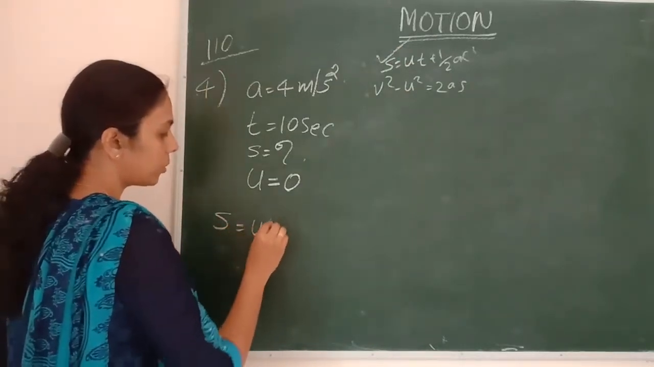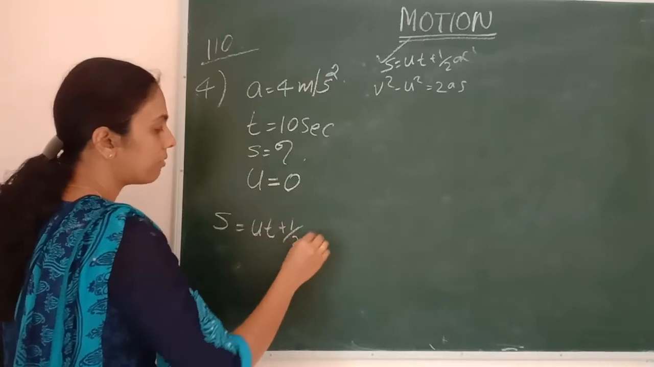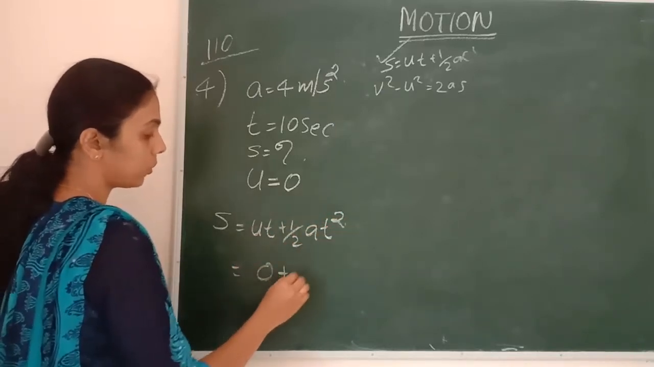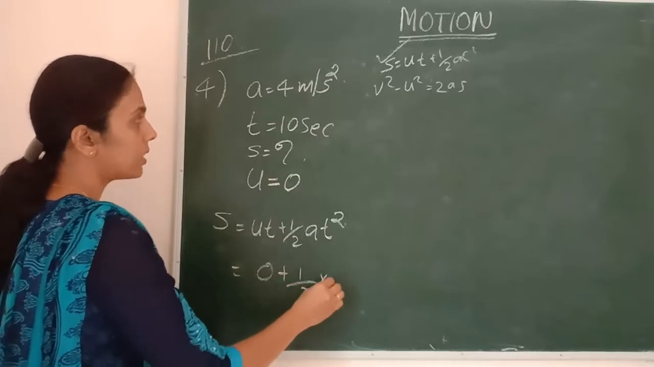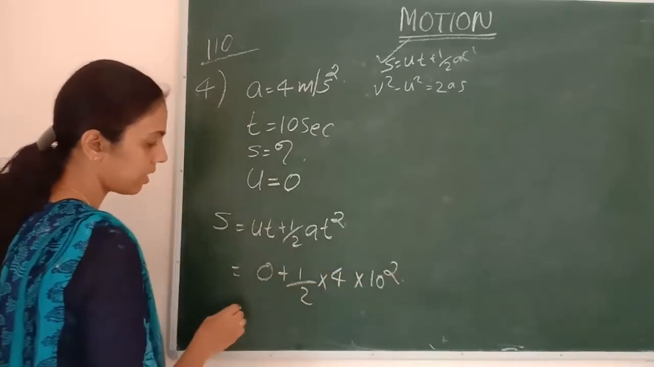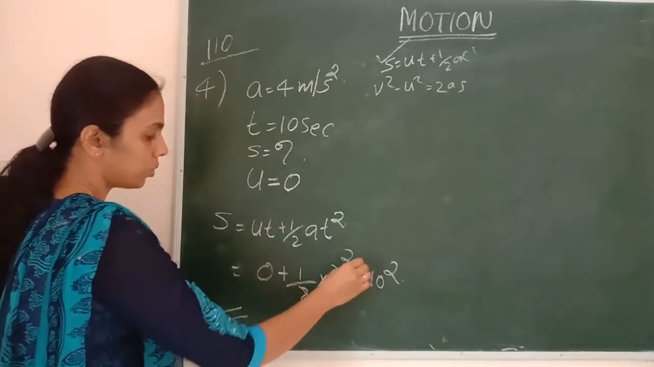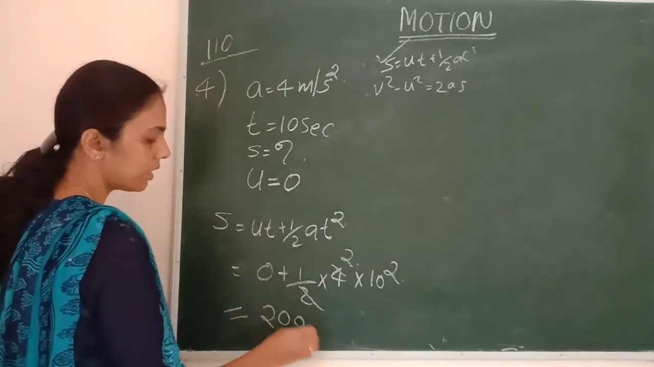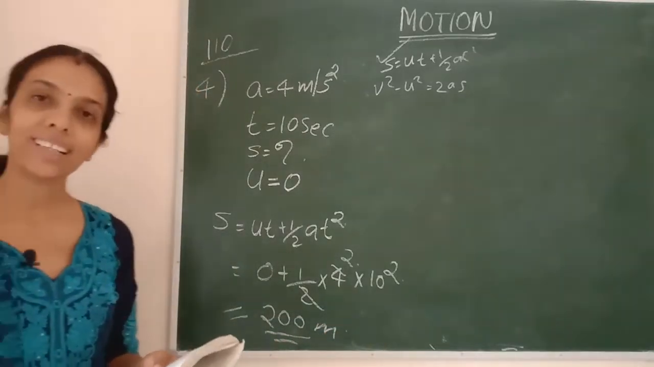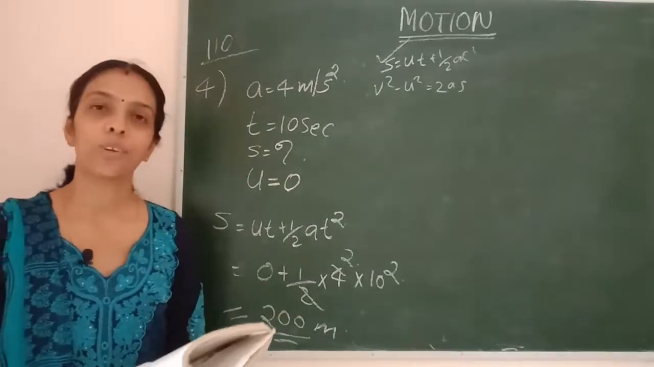s is equal to ut plus half at square. What is u here? 0 plus half. What is a? 4 into t square, which is 10 square. So half into 4 is equal to 2, and 2 into 100 is 200 meters. Okay, so clear? Next question.